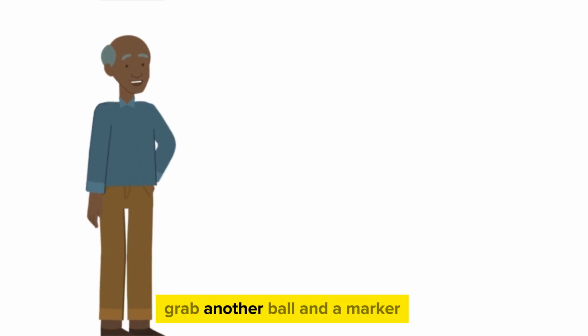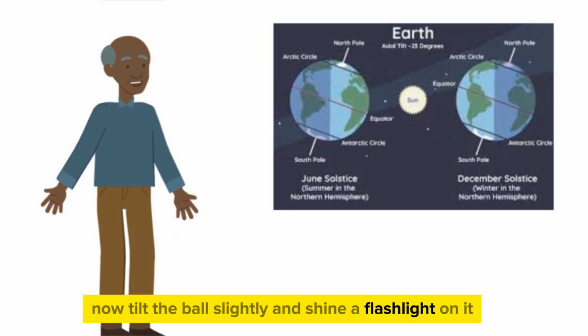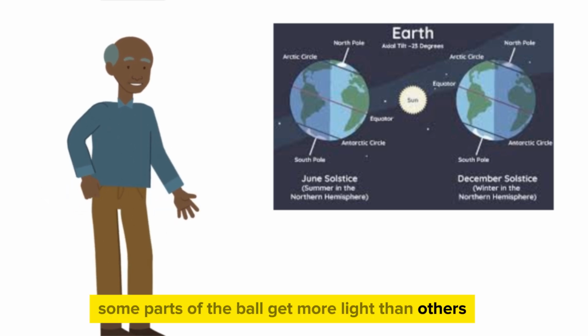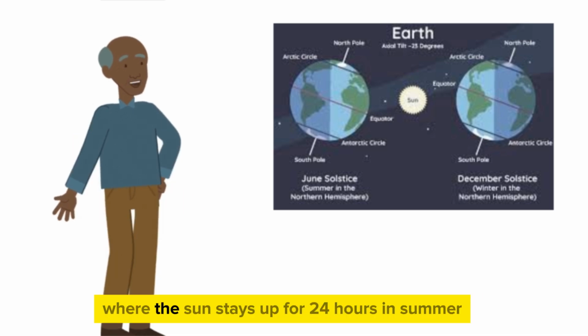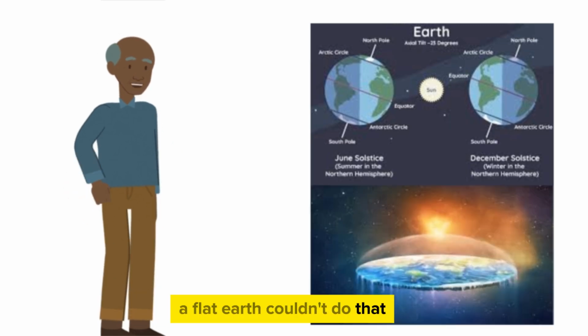Let's try one more experiment. Grab another ball and a marker. Draw a line around the middle of the ball to represent the equator. Now tilt the ball slightly and shine a flashlight on it. You'll notice some parts of the ball get more light than others. This tilt is what causes things like the midnight sun, where the sun stays up for 24 hours in summer in places like the Arctic Circle. A flat Earth couldn't do that.